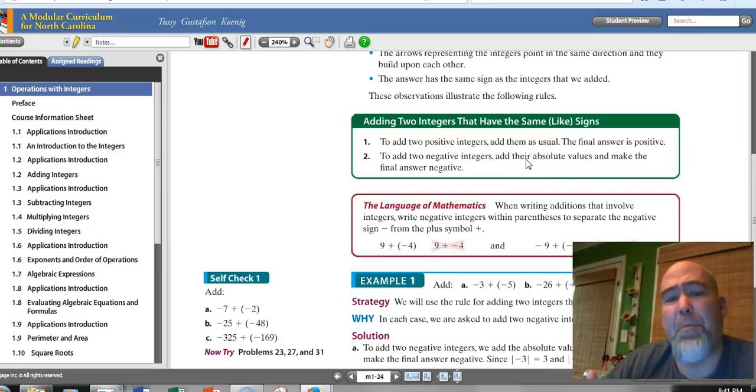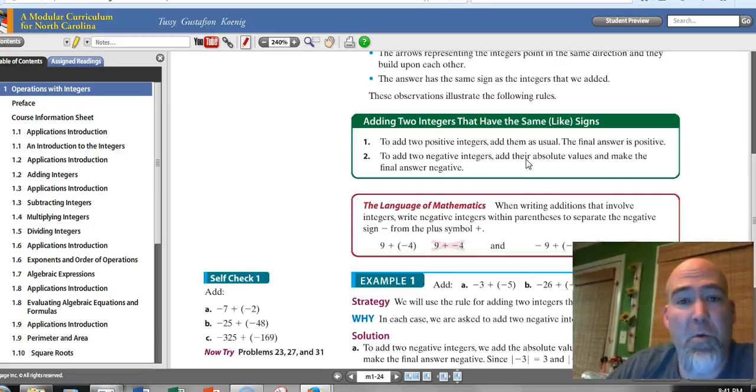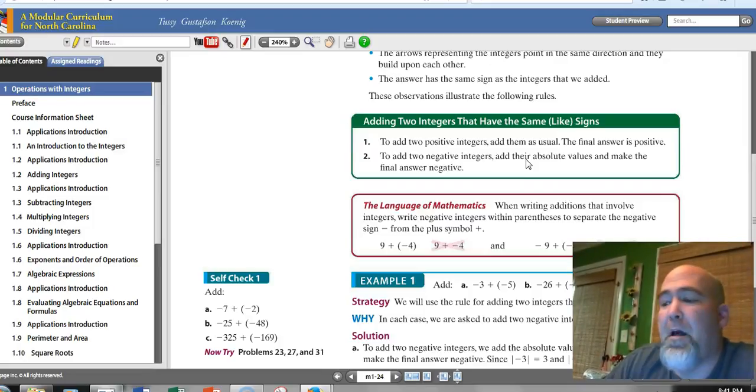But again, if we think money, if I have $5 and I'm going to add $3 more, I have $8. If I owe someone 5 and then now I also owe someone 3, I owe 8. So it's negative 5 plus negative 3.